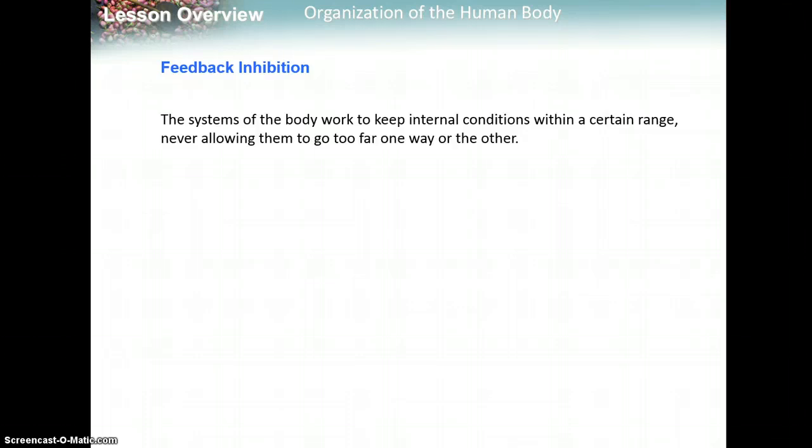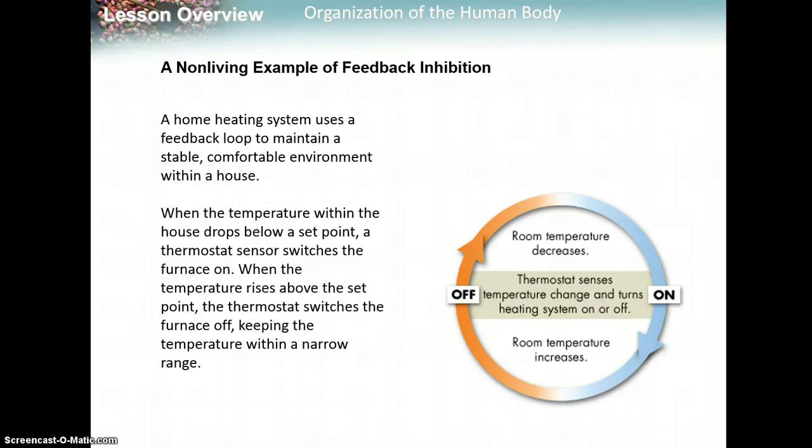The systems of the body work to keep internal conditions within a certain range, never allowing them to go too far one way or the other. So this idea of feedback inhibition is going to work with that. An example in your house: you have a furnace. A home heating system uses a feedback loop to maintain a stable, comfortable environment within a house.